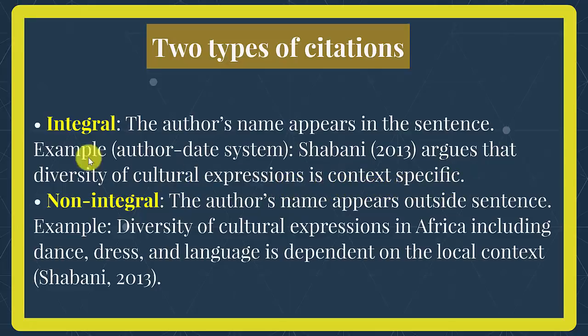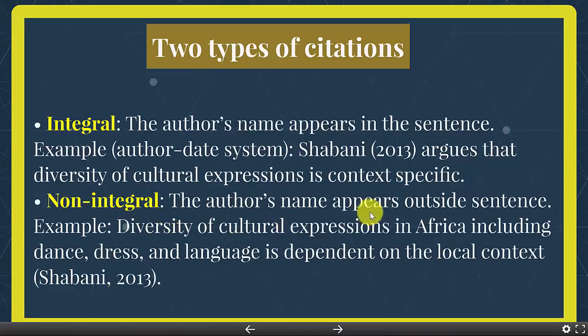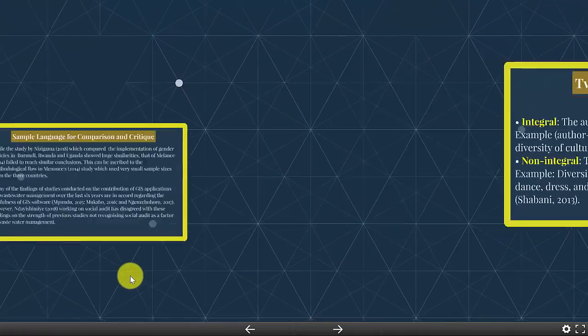It can be non-integral. That's going to be, you have this one at the end of the sentence. The author's name appears outside the sentence. So it can then read, diversity of cultural expressions in Africa, including dance, dress, and language, is dependent on the local context. Good. There you have Shabani 2013. These are the two types of citations.